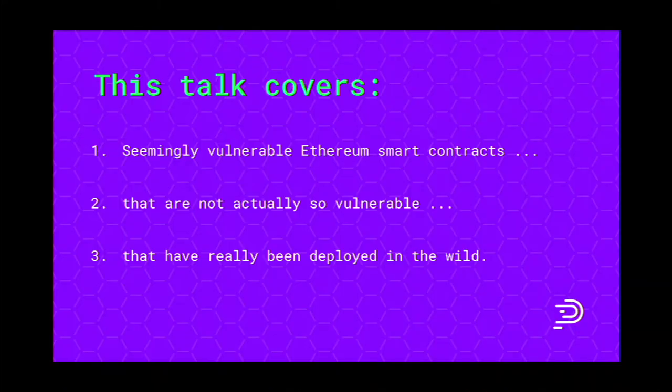I'm CSO at Polyswarm. If you want to find out more about us, talk to me afterwards, but I'll jump right in because I'm hoping we have enough time. Today I'm going to be talking about smart contract honeypots, which are vulnerable-looking Ethereum smart contracts that people have been deploying to the mainnet to try and trick people into sending Ethereum to them, and then actually failing to exploit the contracts so that the attacker can take all their money.